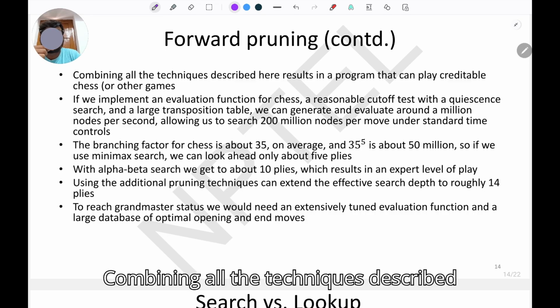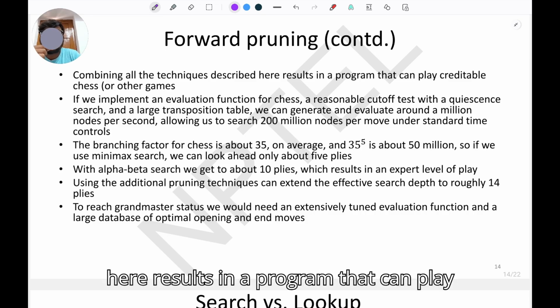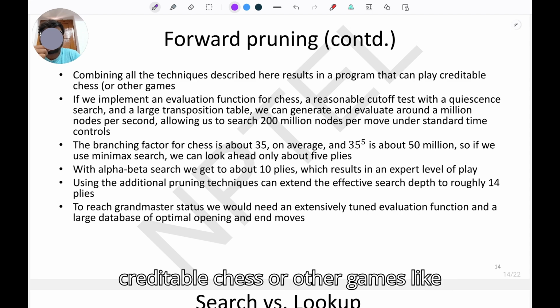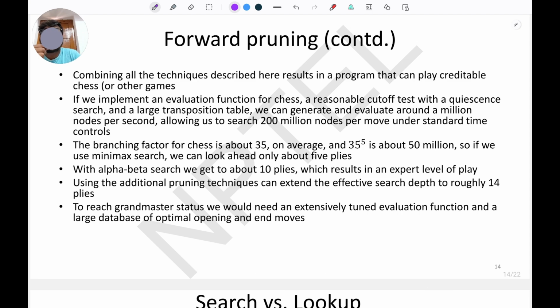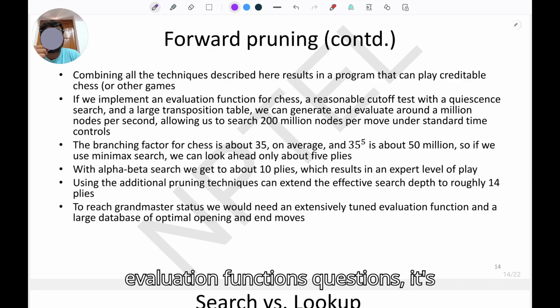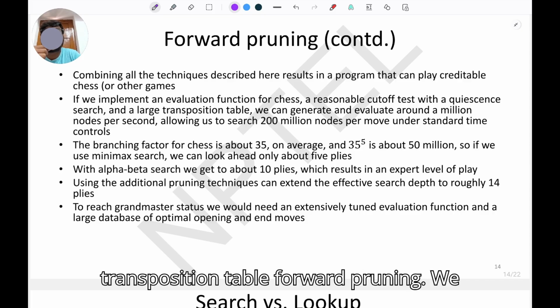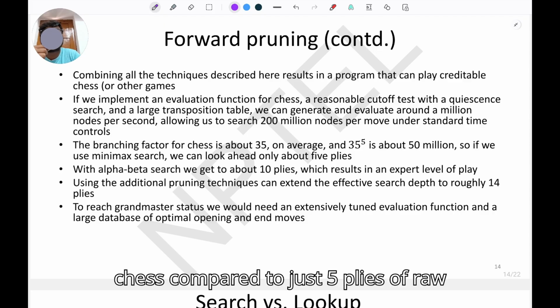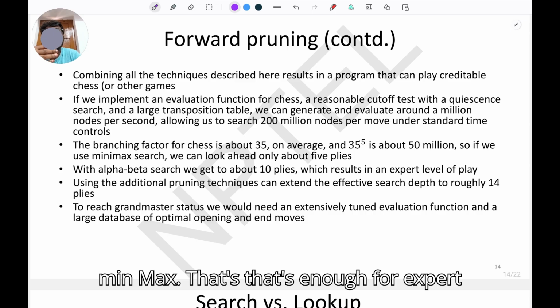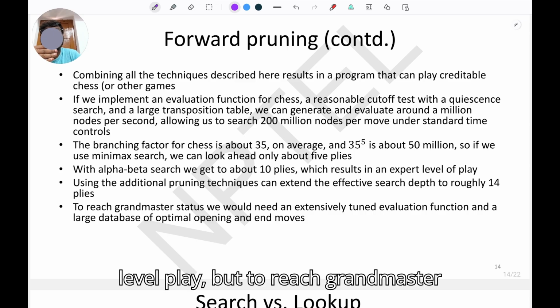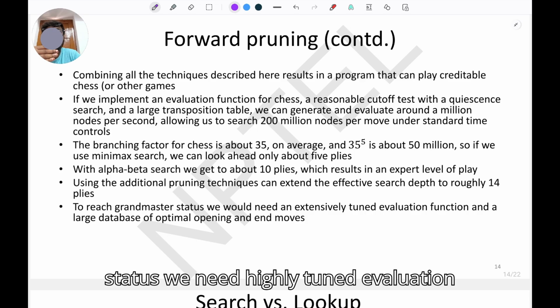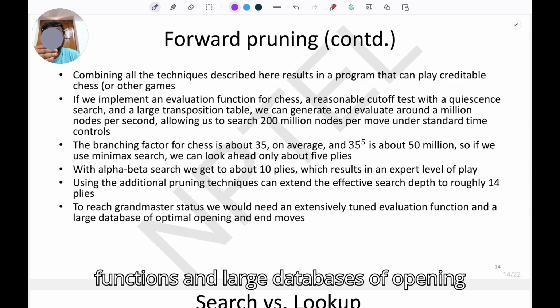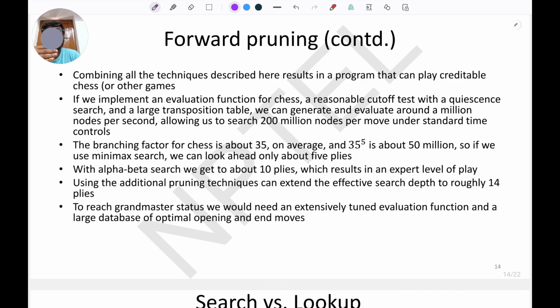Combining all the techniques described here results in a program that can play creditable chess or other games. When we combine these techniques, evaluation functions, quiescent search, transposition tables, and forward pruning, we can reach around 14 plies deep in chess compared to just 5 plies of raw minimax. That's enough for expert level play. But to reach grandmaster status, we need highly tuned evaluation functions and large databases of opening and end games.